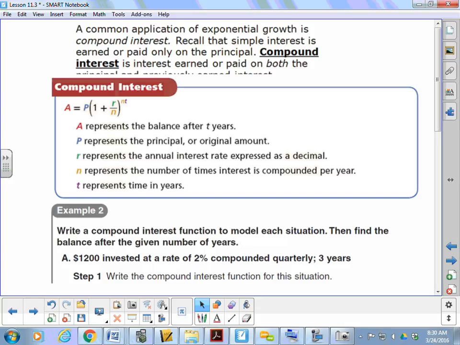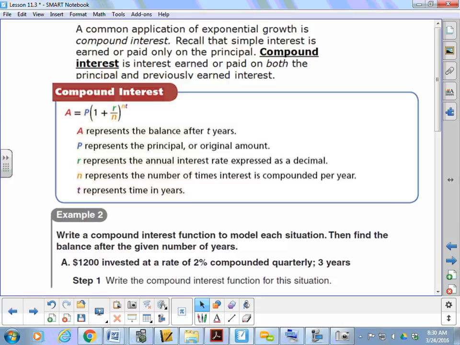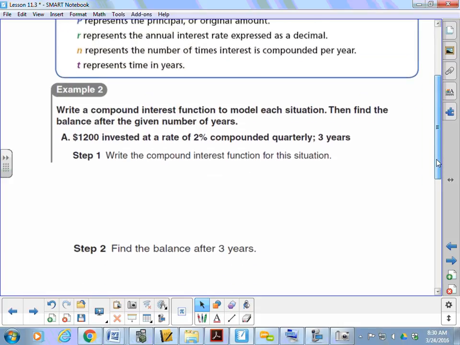Okay, so compound interest. P is what we start with. R is the interest rate as a decimal. N represents how many times we're going to calculate it per year. And T is the number of years. When you get into Algebra C, we'll talk about compounding interest continuously, and that uses an actual value similar to pi. It's called e.